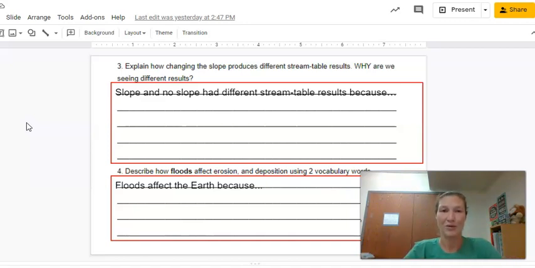And so I gave you another sentence starter here. Slope and no slope had different stream table results because, right? You're answering why. Why did they have different ones? Just because we put it on a slope, what does that mean? Why did we see different things?